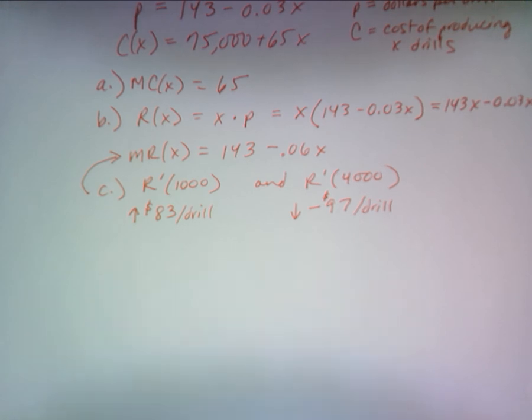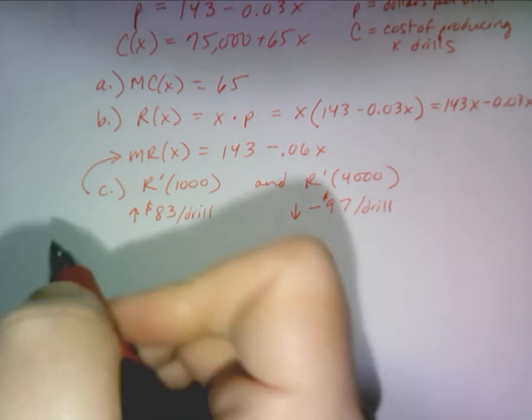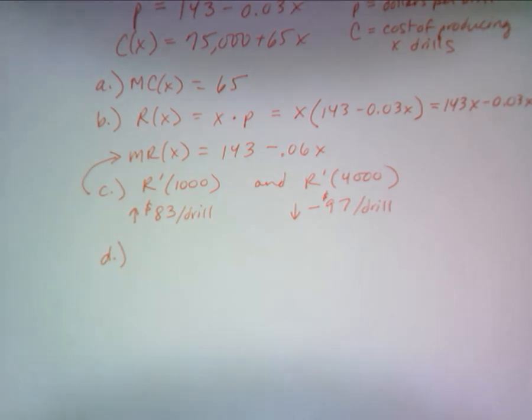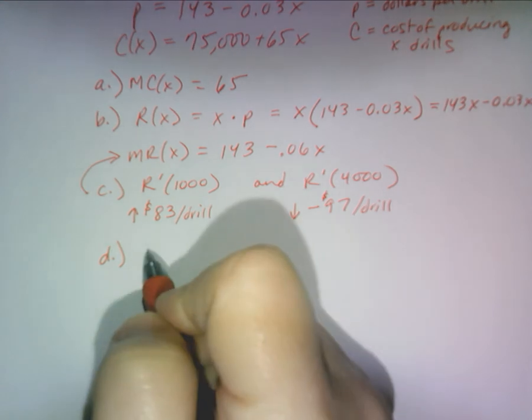So that's why this question is there. I think it's an interesting question, and it leads into a lot of discussions, and we'll get into more of this as we go on. But I'm going to stop right here. Find the profit, find the marginal profit, and then find P prime of 1,000 and P prime of 4,000. Actually, we'll stop at D.